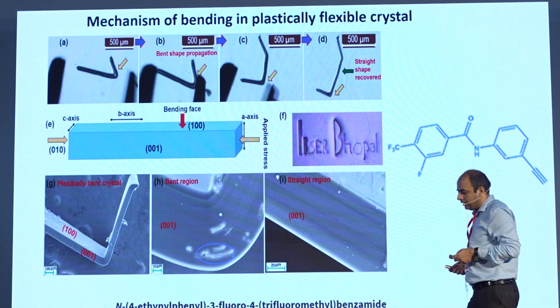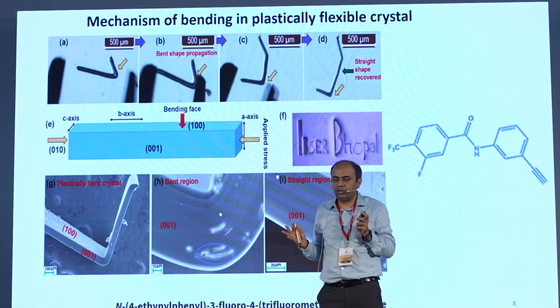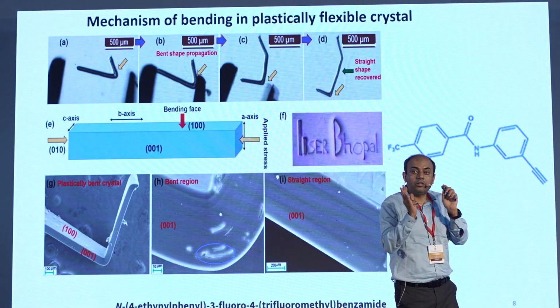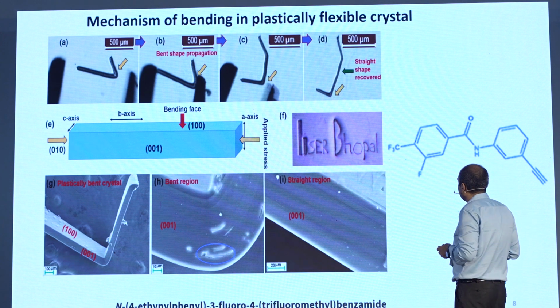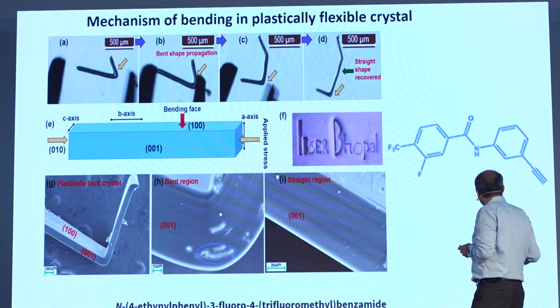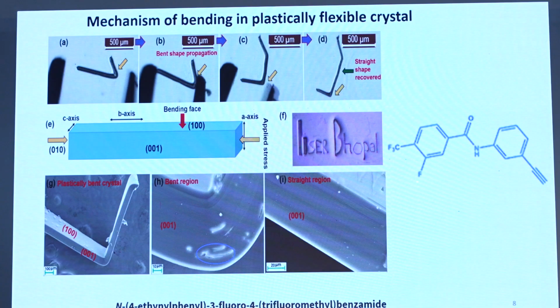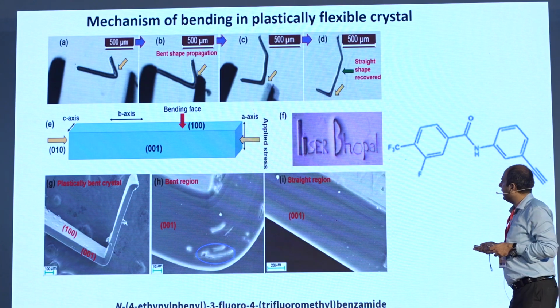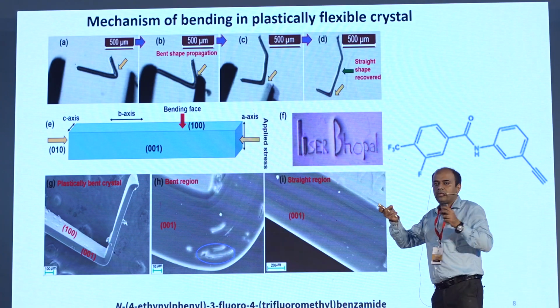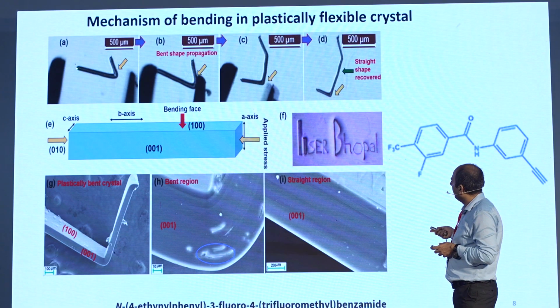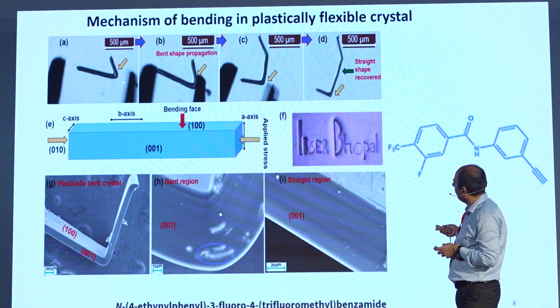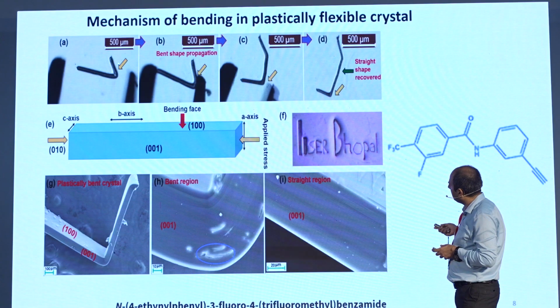So then the next question was, okay, we have a model for elastic crystals. Can we get a structural model for plastic crystals? We were also looking at this feature in our lab, and in this particular compound you can see this is an ethanol substituted fluoro-trifluoromethyl benzamide. We were able to grow long acicular crystals of this compound, and when we did the 3-point bending experiment, you can see we were able to deform the crystal. And interestingly, this deformation propagates along the entire length of the crystal.